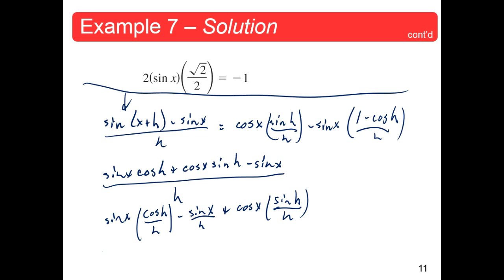Now, we got the sine x's here, cosine x's there. So let's factor out the sine x, okay? And what do we have left? Sine x times, here's a cosine h minus 1 all over h, plus a cosine x, and what do you have left there? Sine h over h. And that's, oops, okay, not quite what we have before.